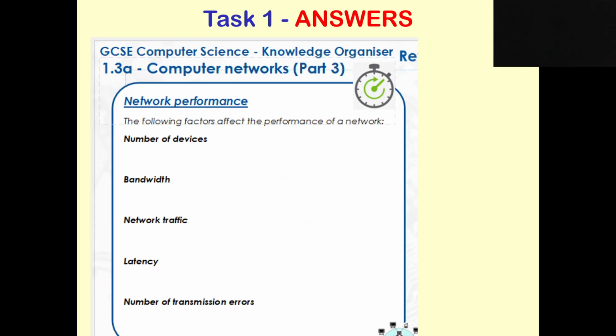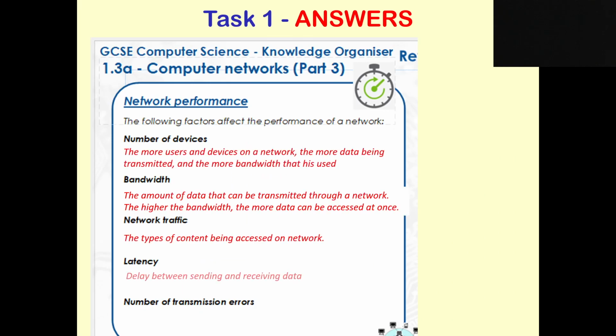Okay, ready? Let's check. So we've got the number of devices. The more devices there are, the more users there are, the more data that's being sent, and the more bandwidth that is used. Bandwidth, the amount of data that can be sent: the bigger the bandwidth, the faster data can be sent. Traffic, how much data is being sent on the network. Remember, if they're doing things like streaming video, that can slow it down. The latency, the delay, and the number of errors: the more collisions that occur, the worse it is. Checking your answers, improving if needed, and then we'll continue.